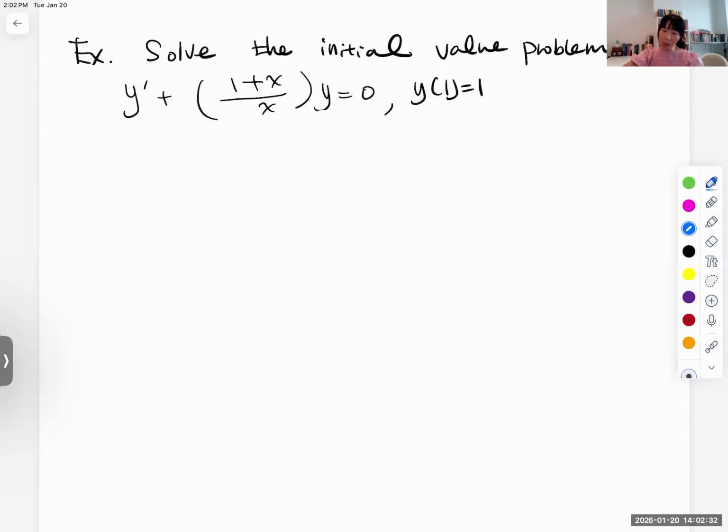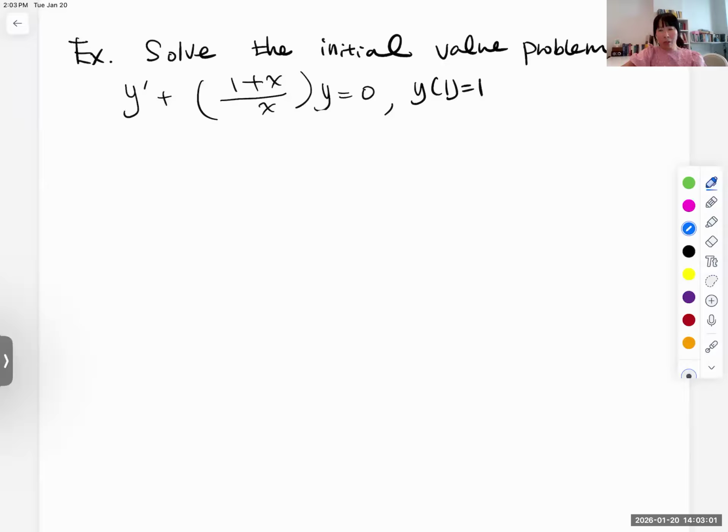All right, so let's solve this initial value problem. So we have a differential equation here, a homogeneous equation, right? First order, linear: y prime plus (1 plus x) over x times y equals 0. The initial value will be y of 1 equals 1, right?